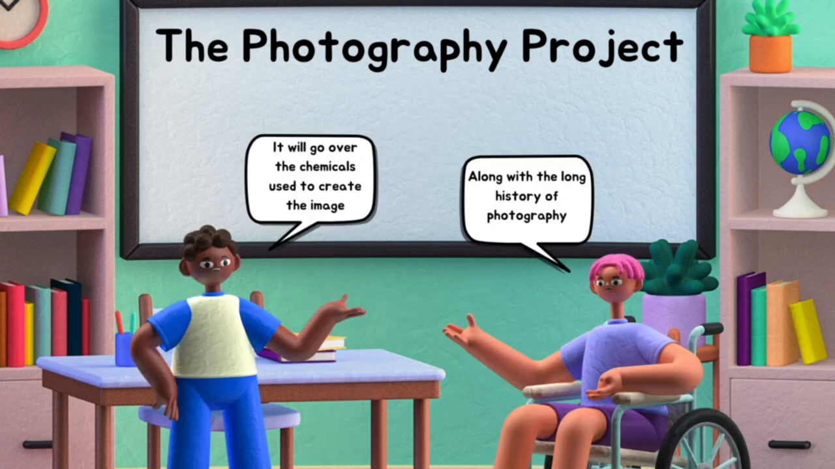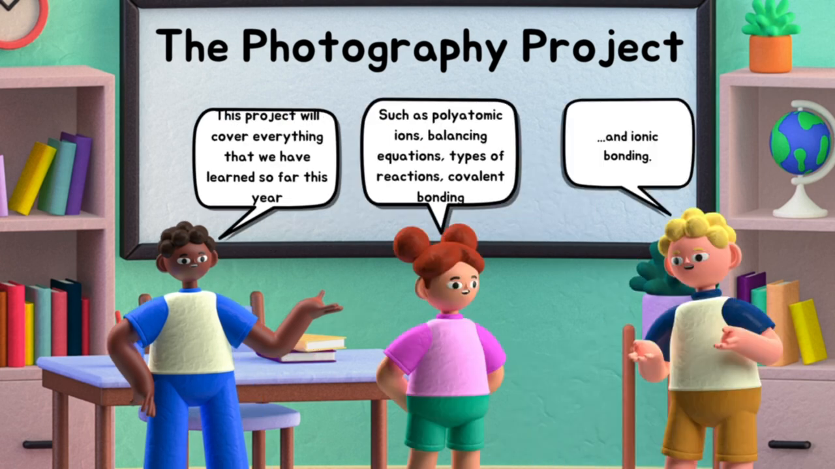It will go over the chemicals used to create the image, along with the long history of photography. This project will cover everything that we have learned so far this year, such as polyatomic ions, balancing equations, types of reactions, covalent bonding, and ionic bonding.